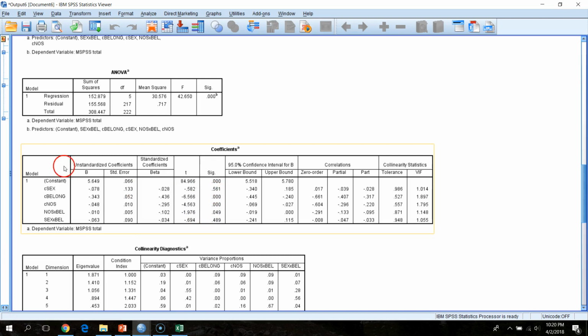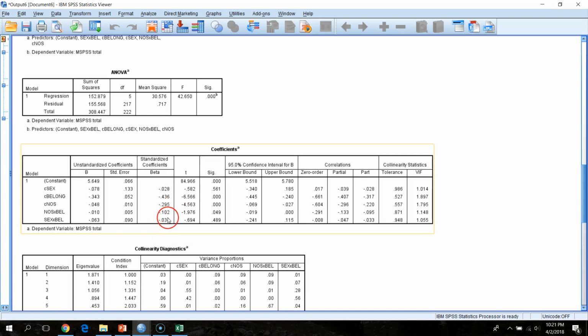Okay. And so here's our constant. Remember, if we're interpreting our constant, we often don't need to, but if you want to know what this is about, this is our expected value for perceived support at average levels of belonging and network orientation, controlling for participant gender and the interactions of NOS and belonging and sex and belonging, right? So going through here are standardized effects.